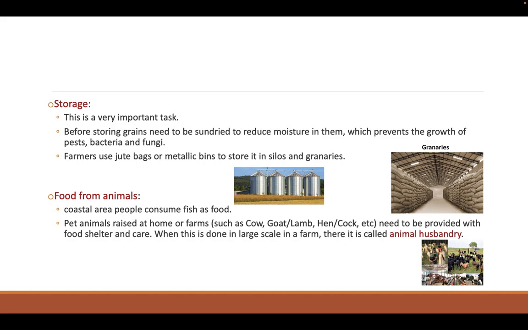which take care of various steps to preserve and produce them, and eventually they could be useful for consumption. Now, when this is done on a large scale in a farm, like preserving animals and using them for food, it's called animal husbandry. Here are a few pictures where different kinds of animals are kept and used for farming purposes and for consuming food.